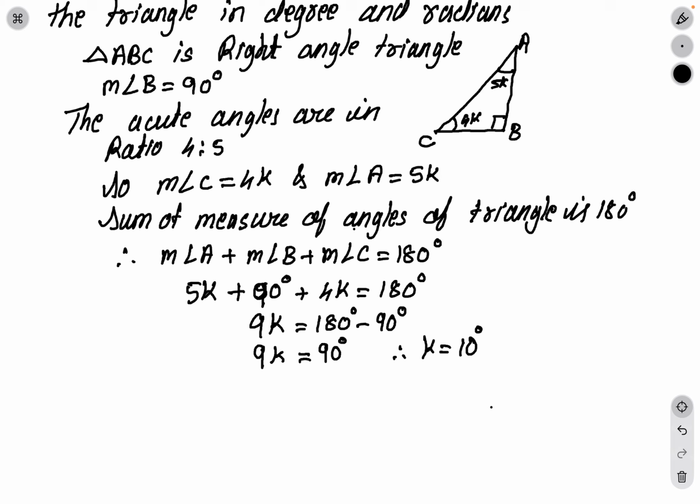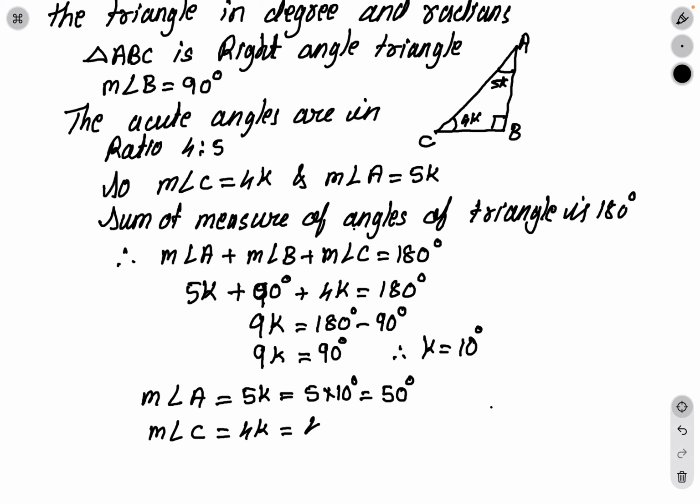Now measure angle A is equal to 5K. Therefore 5 into 10 degrees, that is 50 degrees. Measure angle C is equal to 4K. So 4 into 10 degrees, that is equal to 40 degrees.